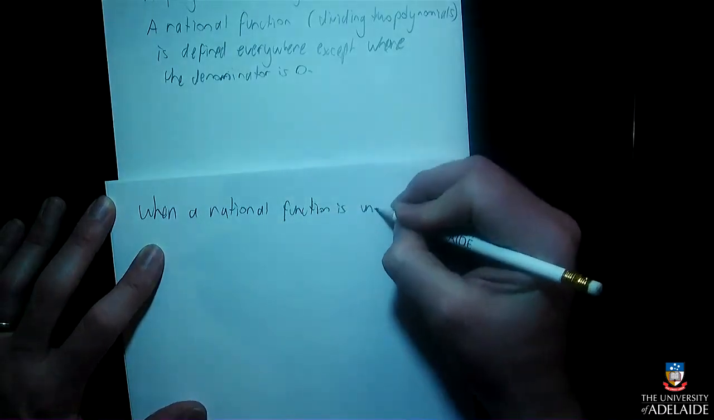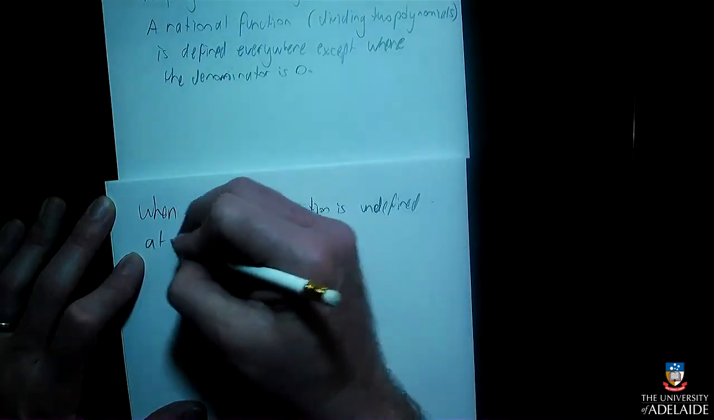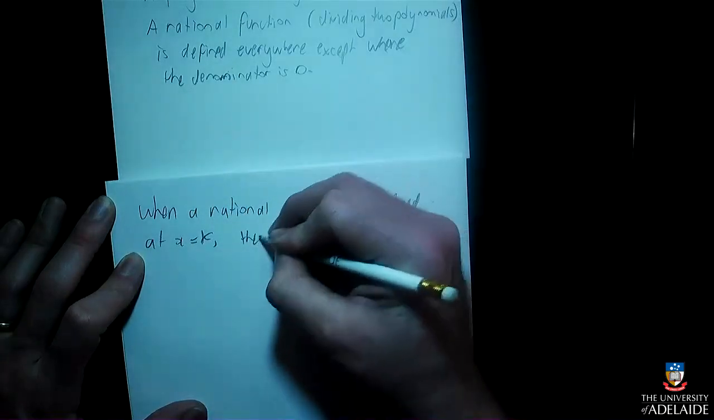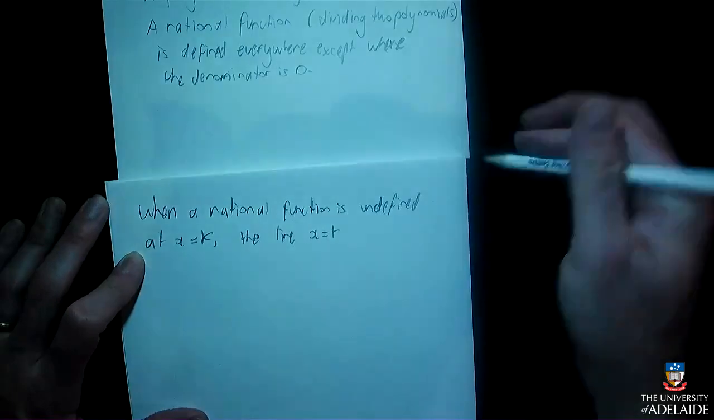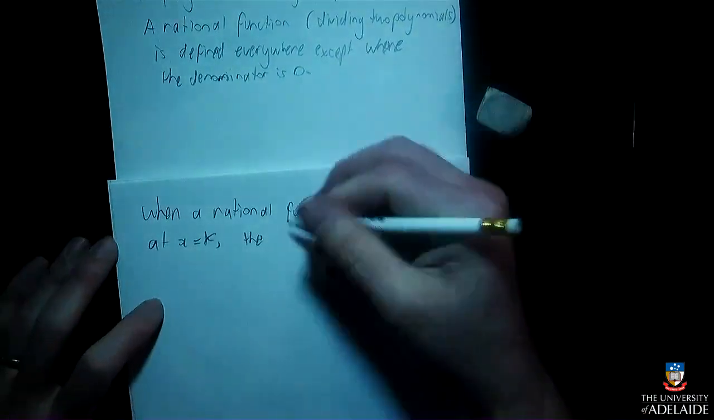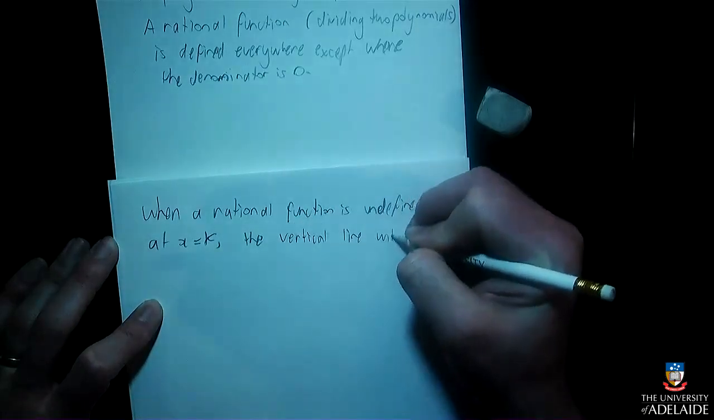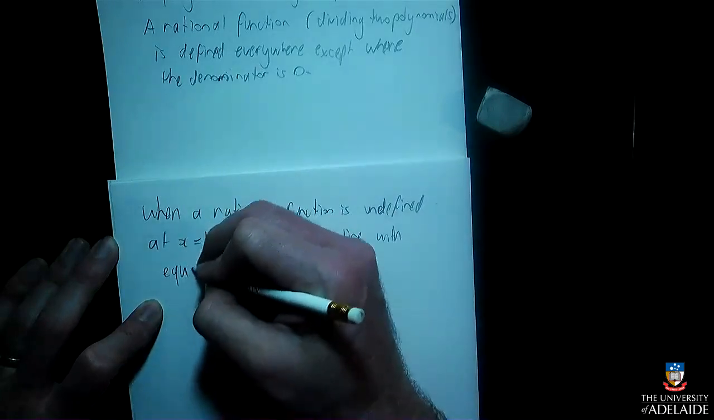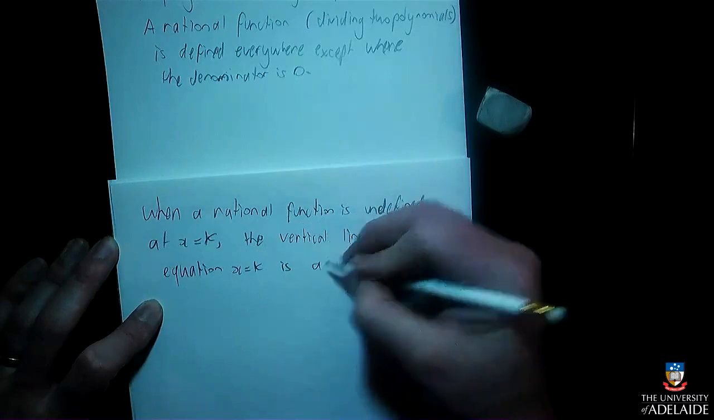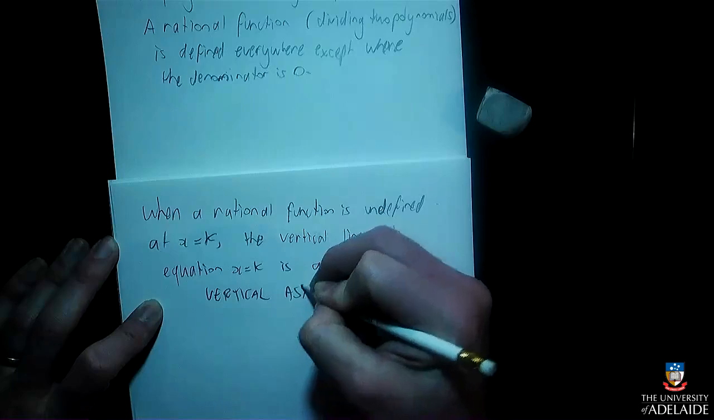When a rational function is undefined at x equals k, the line with equation x equals k, it's a vertical line, right? Is a vertical asymptote.